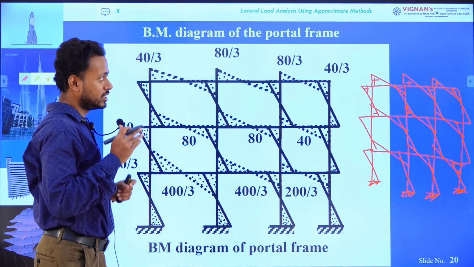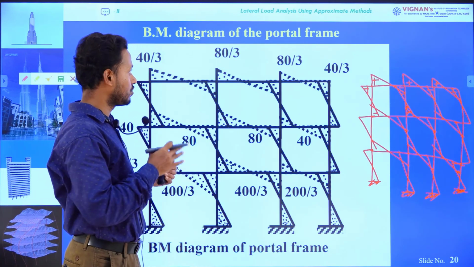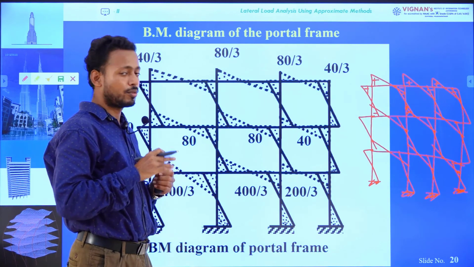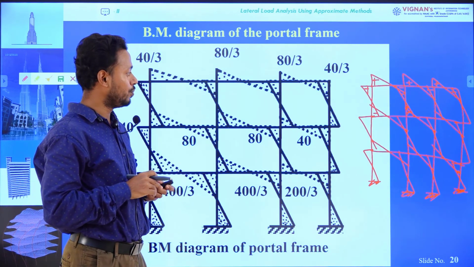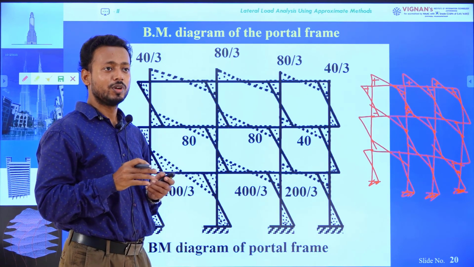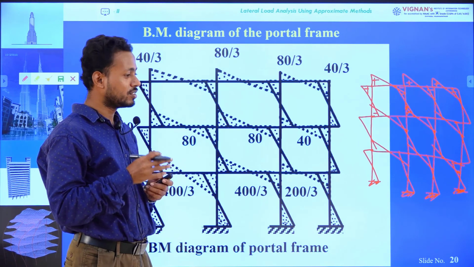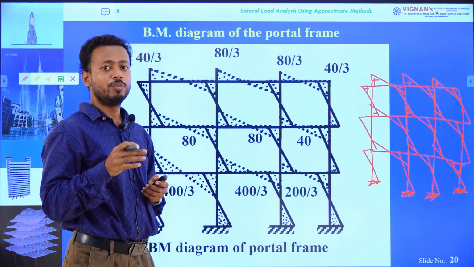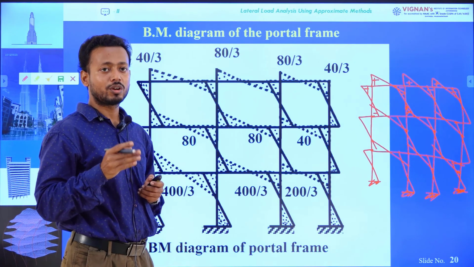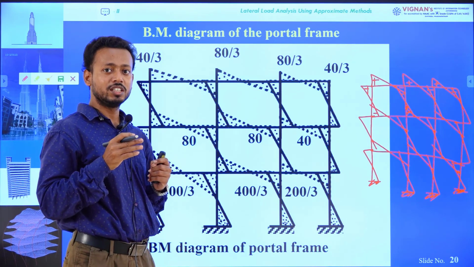So this is the bending moment diagram and shear force diagram you calculated and drew in this particular problem. I hope you have understood all the steps. This is a very easy problem. Portal method and cantilever method are very easy to derive and very easy to calculate the beam moment, beam shear, column moment, column shear, and eventually the shear force and bending moment diagram is very easy work.